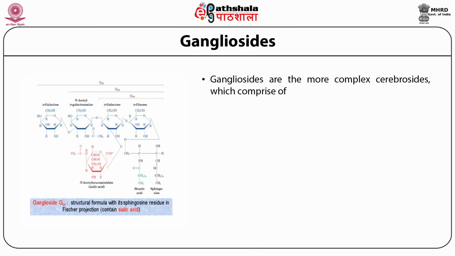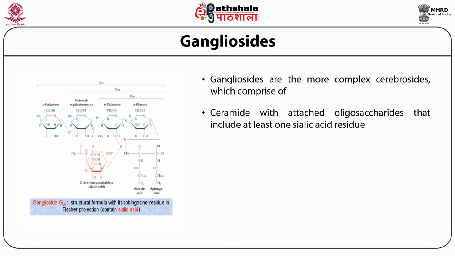Gangliosides, as opposed to glycosphingolipids or cerebrosides, are more complex cerebrosides which comprise ceramide with attached oligosaccharides that include at least one sialic acid residue. You can see the structural formula of a ganglioside with its sphingosine residue in Fischer projection here, and you see that this particular ganglioside has a single sialic acid residue.